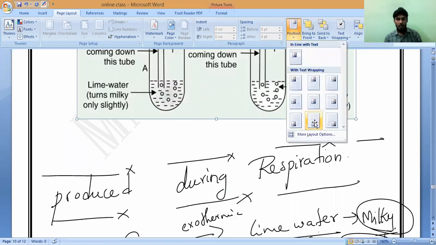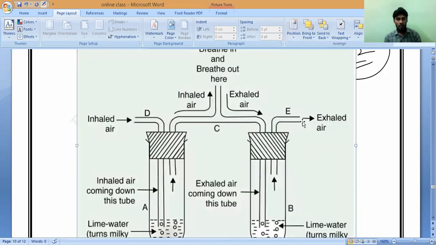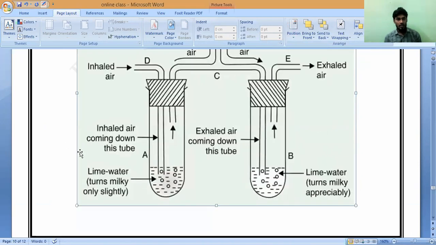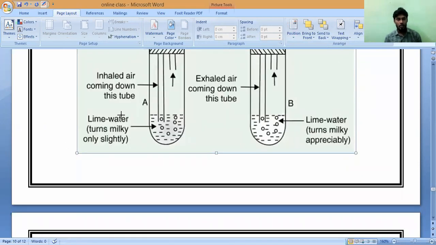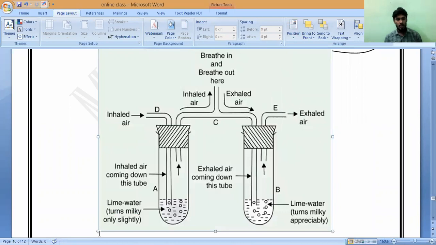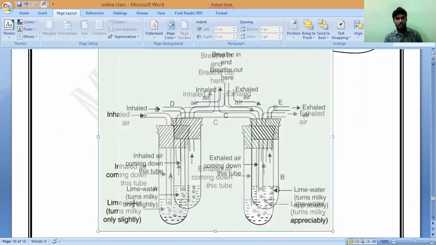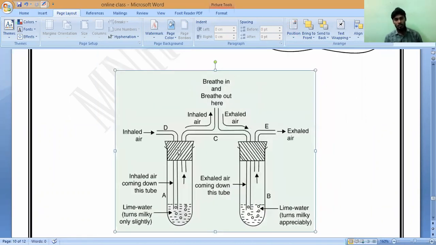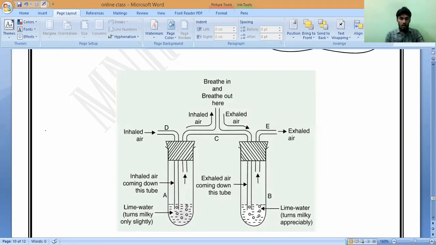So now, can all of you observe? Yes, sir. So this is the setup which you have to make. We have to take two test tubes, and arrange them in such a way that we keep two rubber corks, each having holes. Do you understand, all of you? Yes, sir. This is the experiment which we have to do.